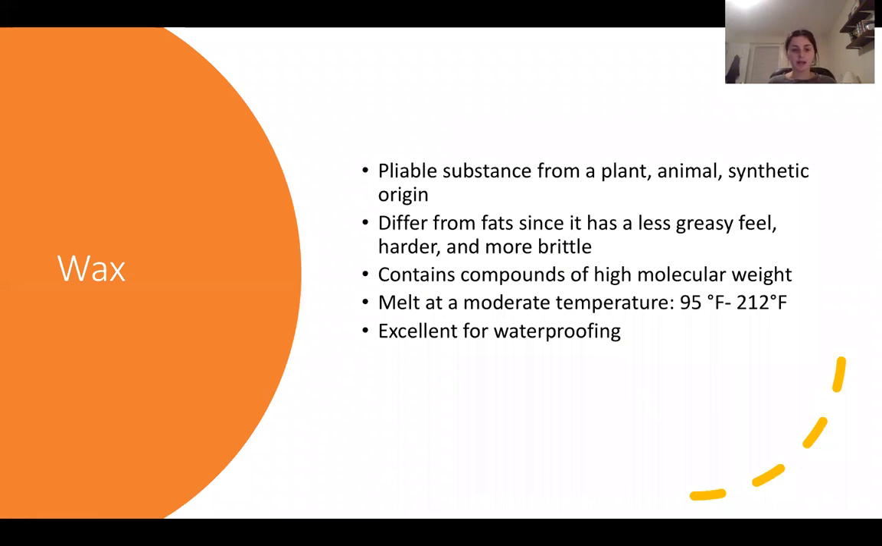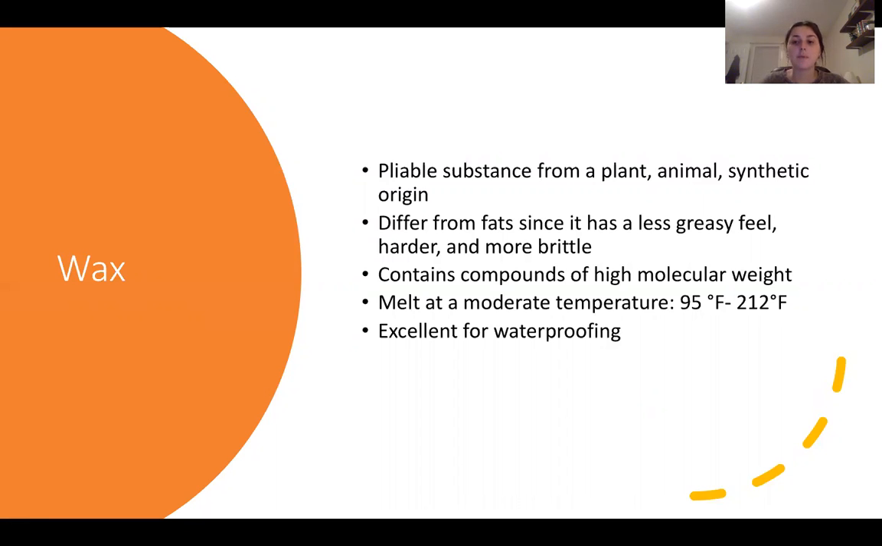So, wax is a pliable substance from a plant. It can be from an animal, it can be synthetic. For example, an animal wax would be beeswax. It's different from fats because waxes feel less greasy. They're not actually greasy, but they have a little bit of a greasy feel to them, but less so than fat. They're harder and much more brittle.